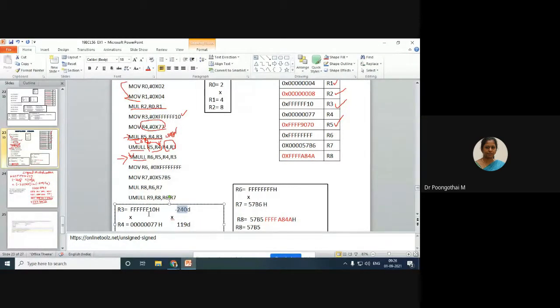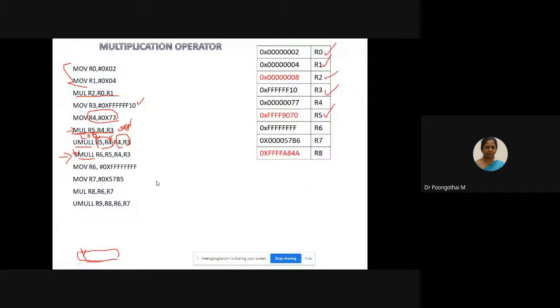So the exact signed value for this one is minus 240. The decimal value for 77 is a positive number, so 119. So your processor is going to multiply minus 240 by 119.